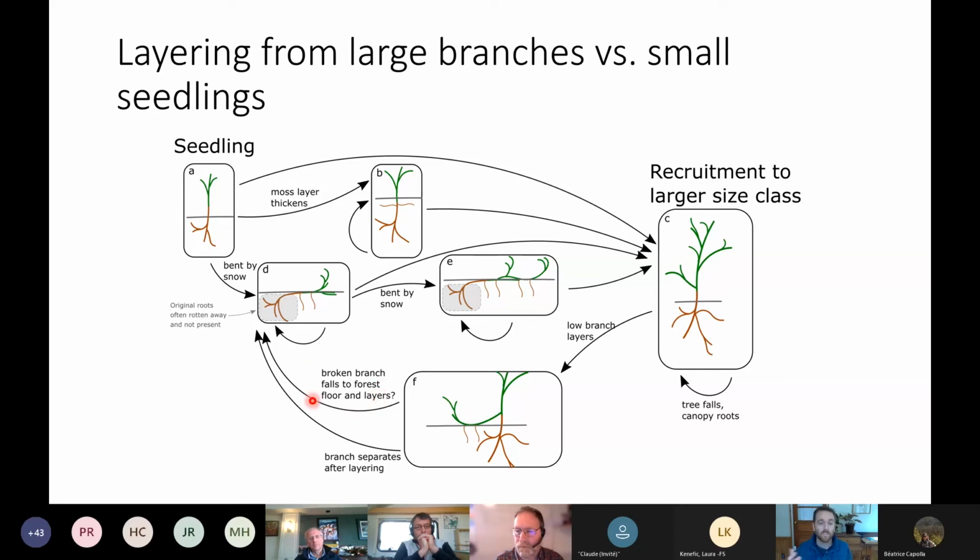The reason a lot of these pathways are still open questions is because the samples we have left in the lab usually don't have that original root system attached anymore. So even if we can say, yes, something is a layer, we can't say it originally was attached to a large tree, or it fell out of the canopy, or it started as a seedling. It's very challenging for us to identify that last stage. So that's going to be the value of some longer term studies that might help us track some of these dynamics over time.